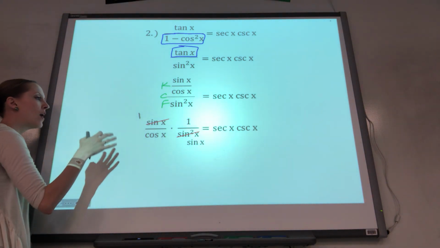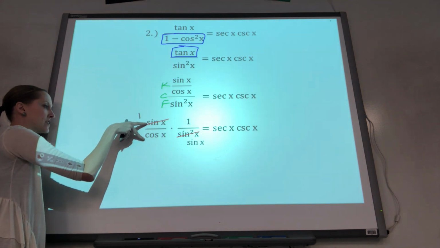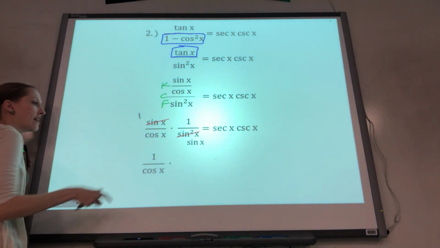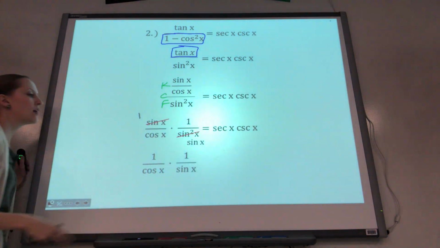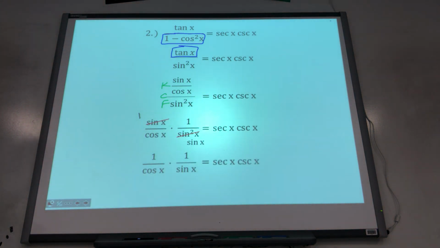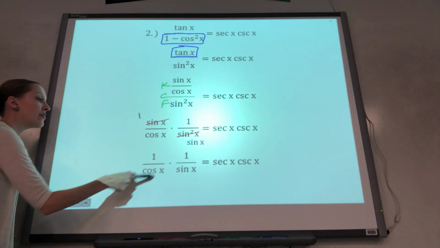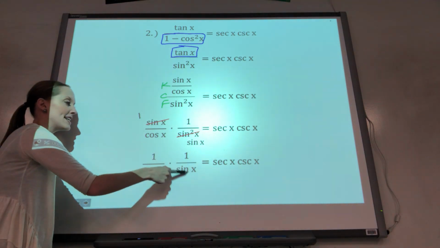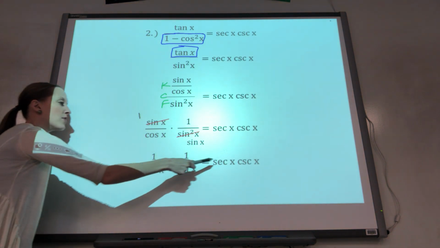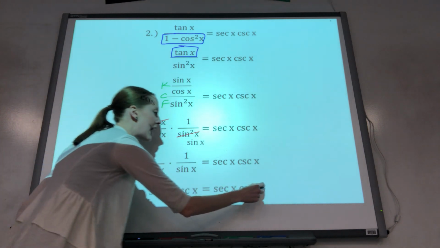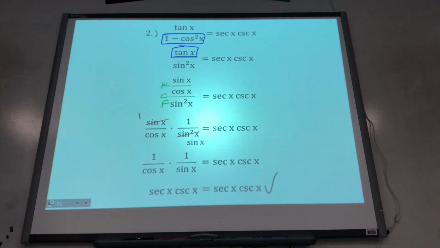For the PowerPoint, I tried to make it look nicer. This can be just 1 over cosine of x. That can be 1 over sine of x. And now maybe you can see a little bit better that these are just reciprocal identities. 1 over cosine is secant, and 1 over sine is cosecant.